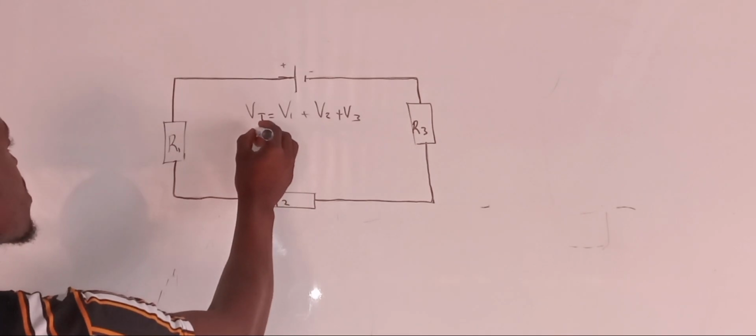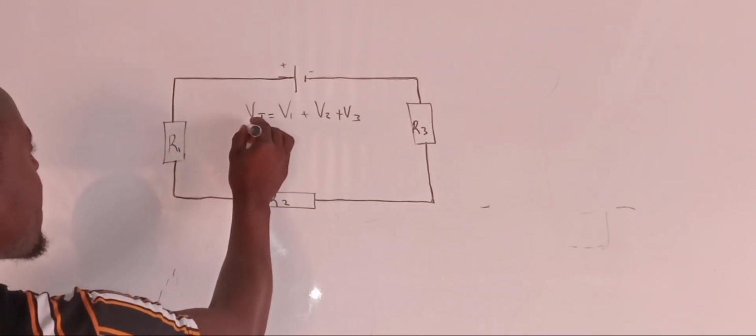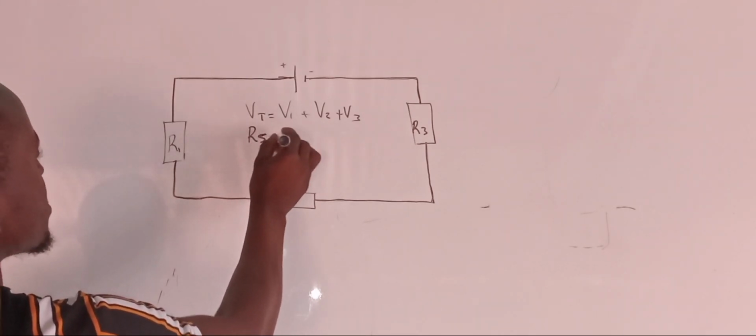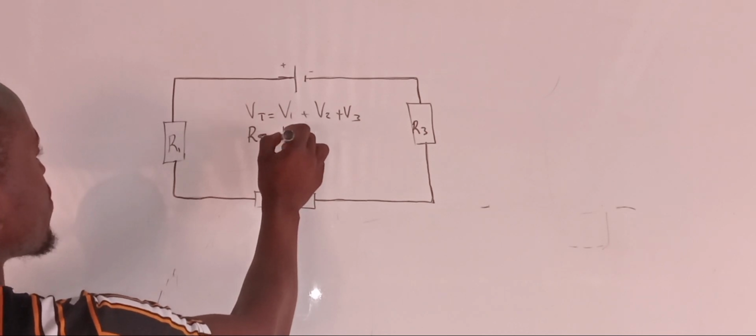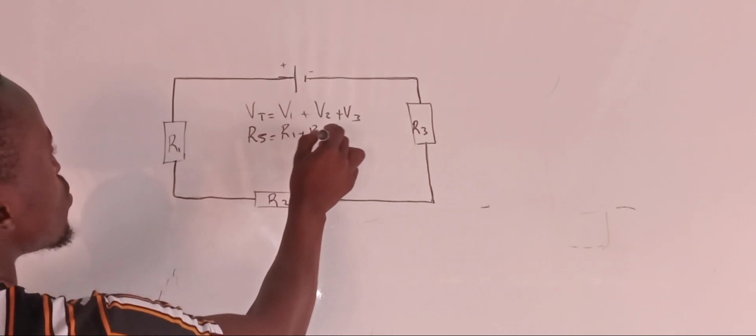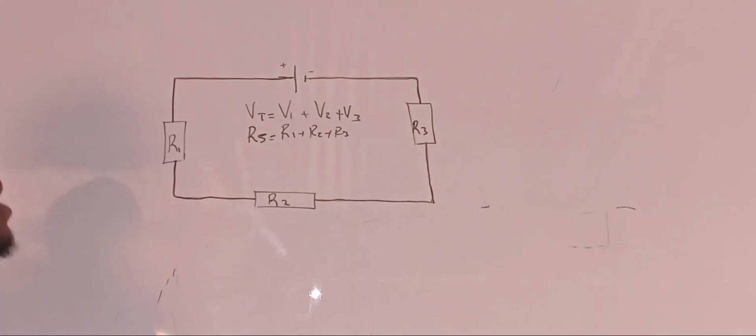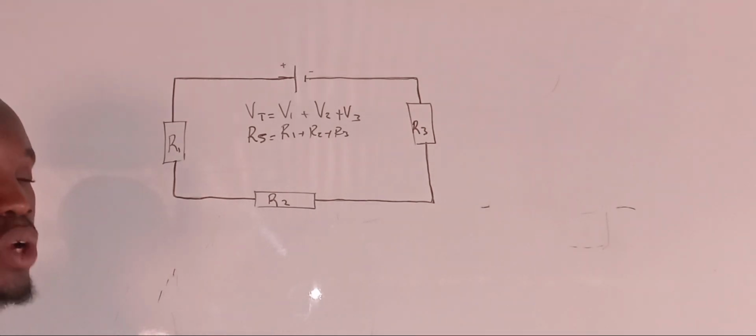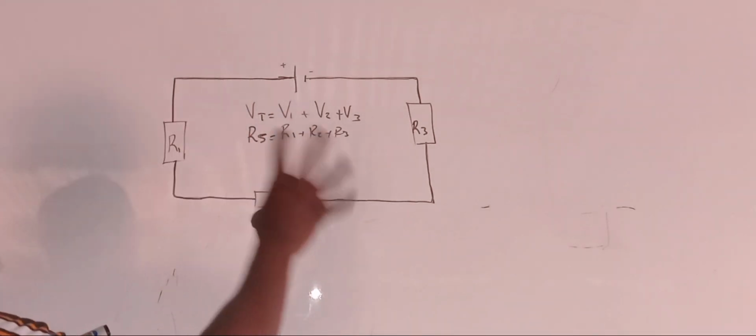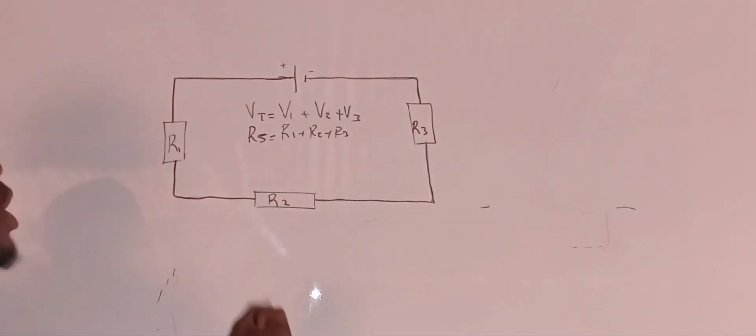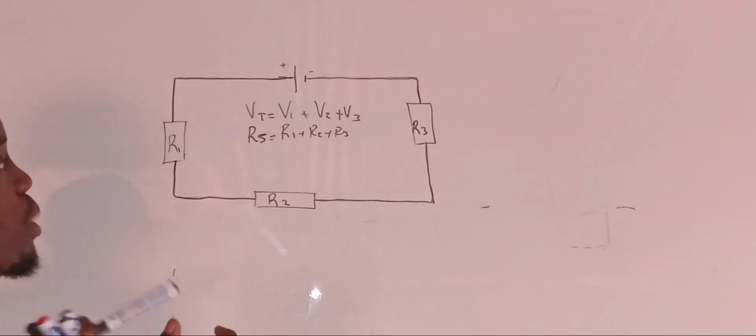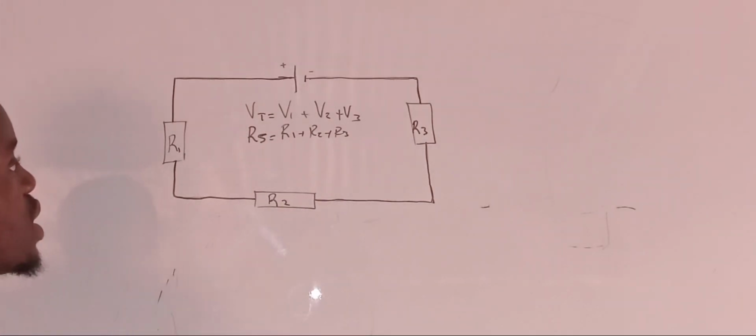Then what about the equivalent resistance? I know that this is connected in series. Therefore, R1 plus R2 plus R3. This is very, very important. This is what you do before answering questions. You do have to analyze the diagram. Then after analyzing the diagram, you get your data, the formulas that you're going to use, as I'm doing here.